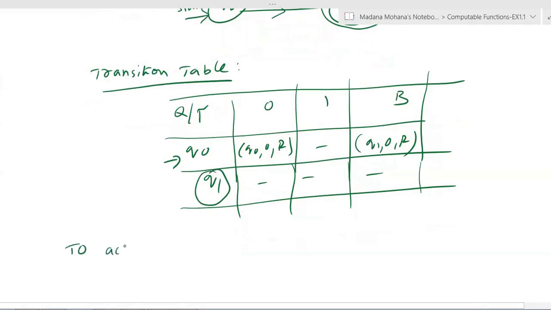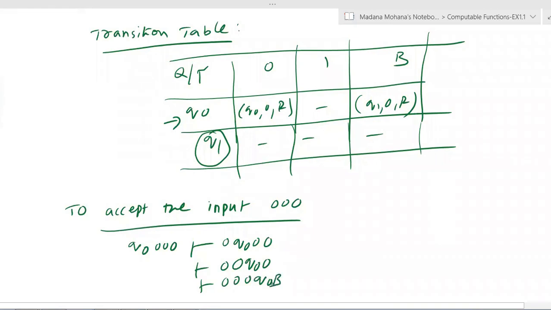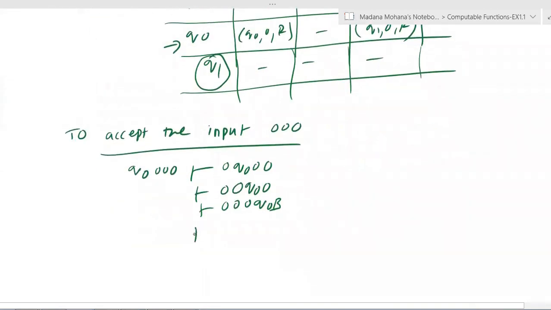Then to accept the input, let us take x equal to 3 for example. You have 0 0 0. Now you can see, you can take the initial configuration q0 0 0 0. Then q0 on 0, just skipping, then it moves right without changing state. Then 0 again skipping. Then q0 on 0 again skipping. Now what will you get here? Blank. Now whenever blank is found after 0 0 0, this blank is replaced with 0.